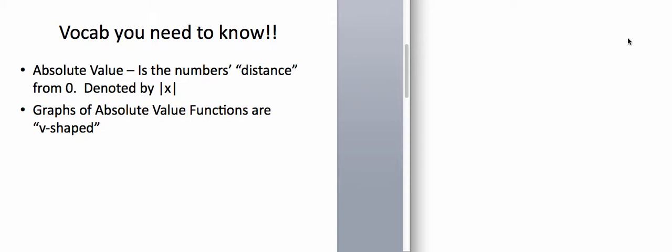We're talking about an idea called absolute value today. Here is the vocabulary that you need to know. The big thing that we're talking about, absolute value, is the number's distance from zero. It's denoted by two vertical bars that surround the value here. So we've got two vertical bars around x. So that's one thing we're going to make sure we take a look at there.